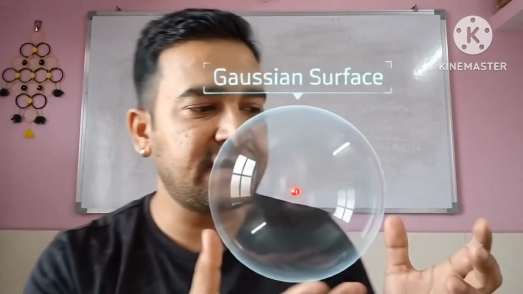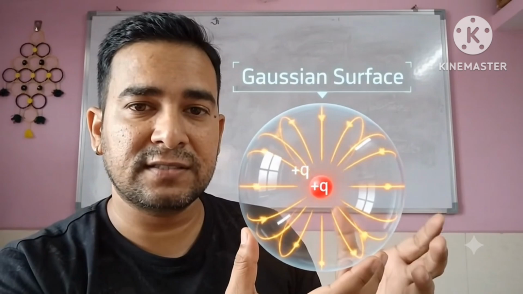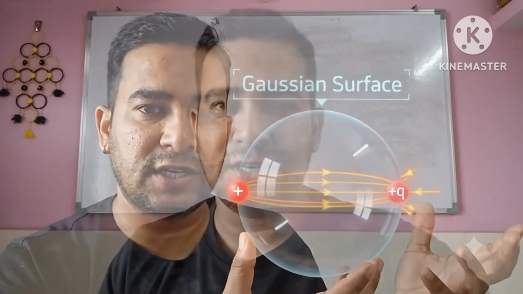Watch this transparent sphere. It is called a Gaussian surface, an imaginary closed surface used to calculate electric flux. The net electric flux depends on that enclosed charge. If the charge is outside, the net electric flux is zero.